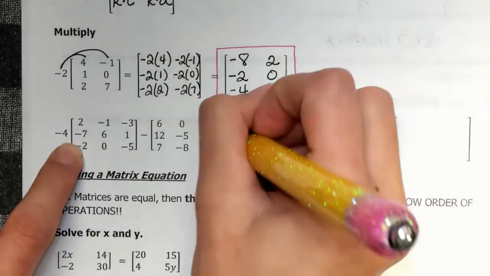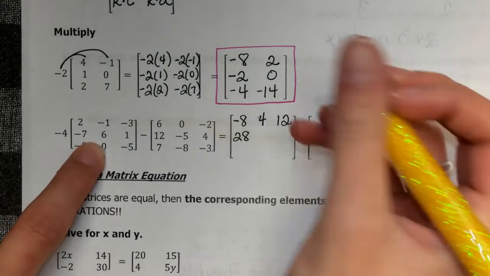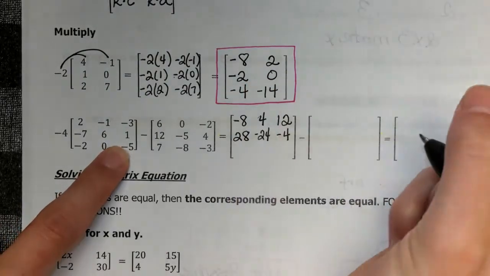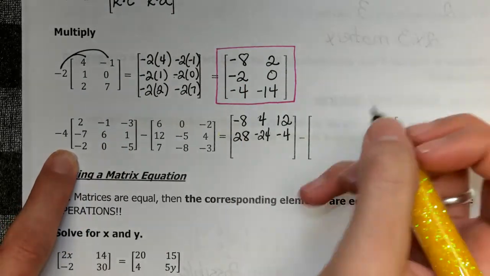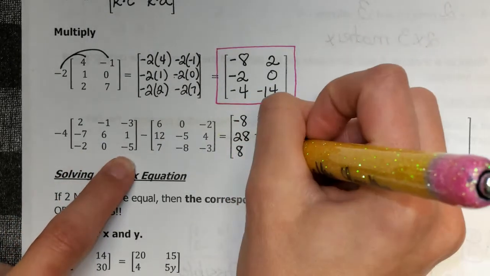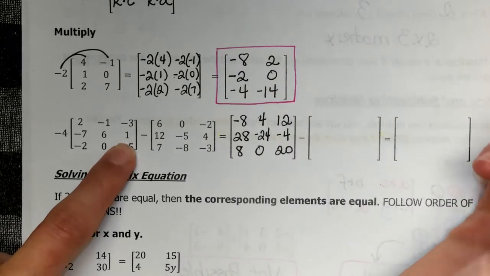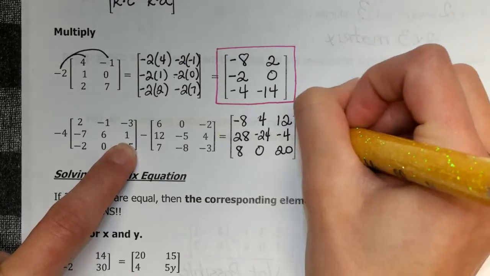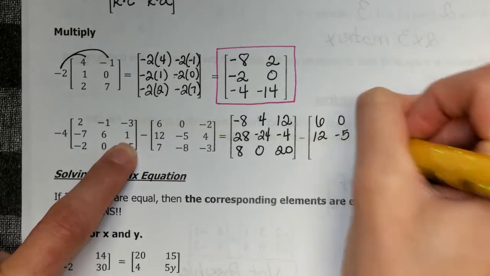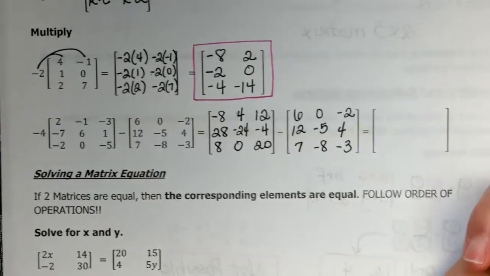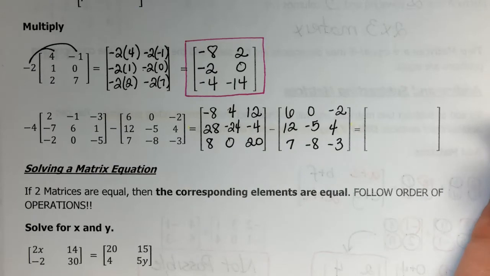Negative 4 times negative 7. Negative 4 times 6. Negative 4 times 1. Negative 4 times negative 2. Negative 4 times 0. Negative 4 times negative 5. Fantastic. And then we're going to copy down the second matrix. And then we're going to subtract. Y'all good so far? Okay.